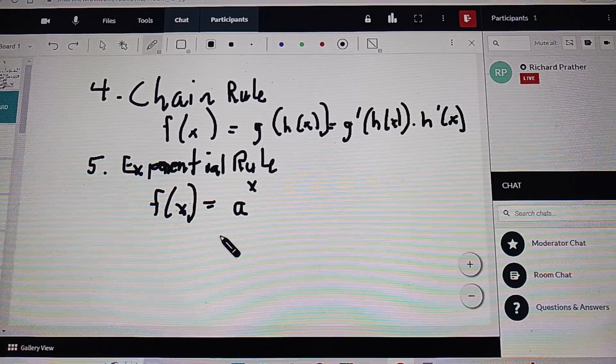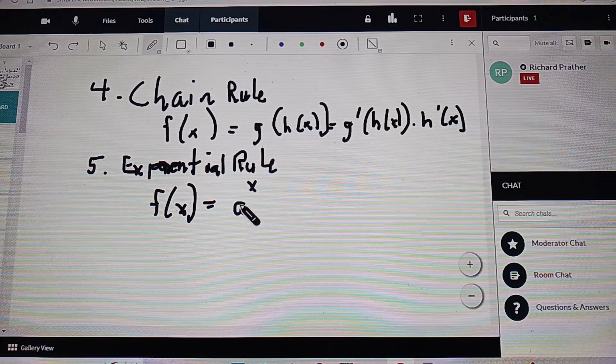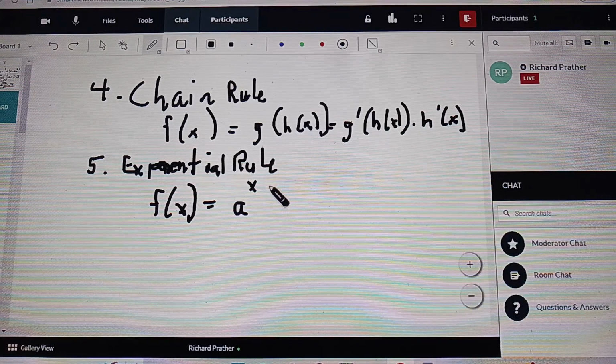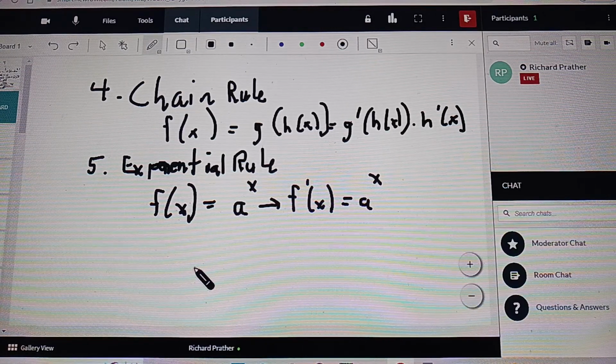So if you have an exponential a to the x, one rule about exponentials is the base has to be positive and not equal to 1. Any positive number not equal to 1 is the base. A to the x, what's the derivative? Well, the good news is, that's the original function. The derivative of an exponential starts off as itself. It's the one derivative that equals itself, basically.